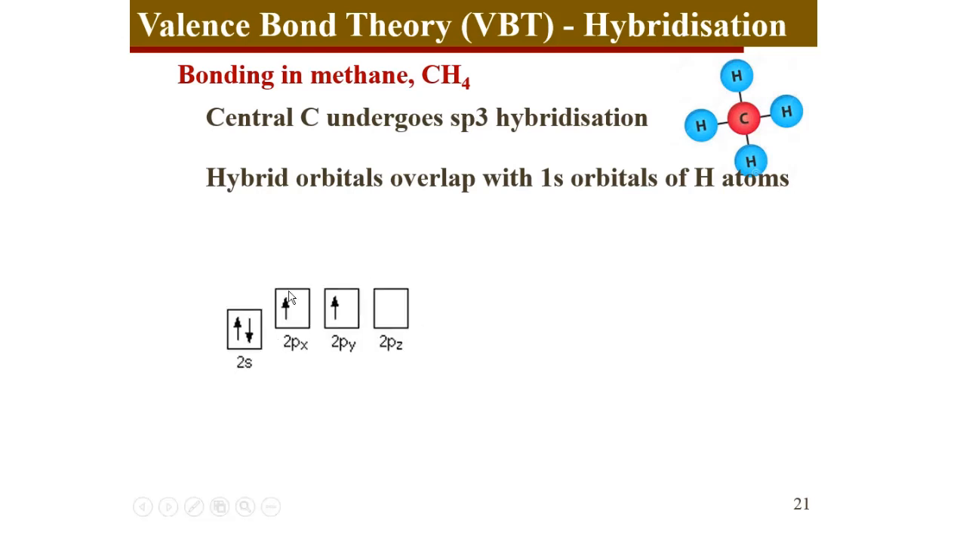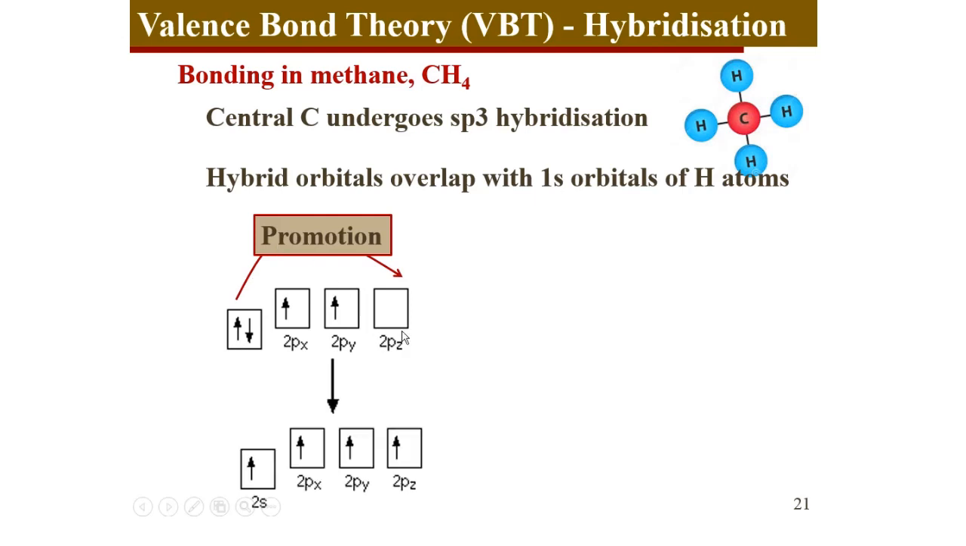Here, this is the configuration of carbon in the ground state. That is, 2s has 2 electrons, 2px and 2py have 1 electron each. But to be able to accommodate 4 hydrogens, 4 binding partners, the carbon needs to have vacant spaces. So, it undergoes a process called promotion. The electron from this lower energy orbital gets promoted to the higher energy 2pz orbital. And this is called promotion.